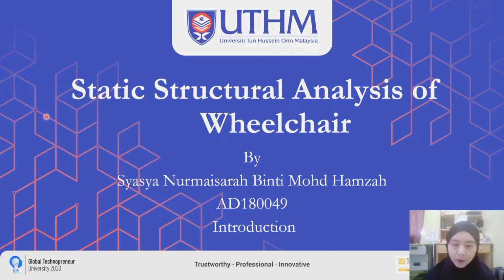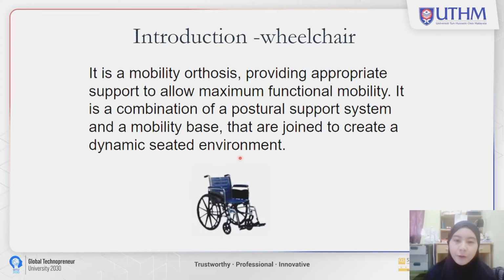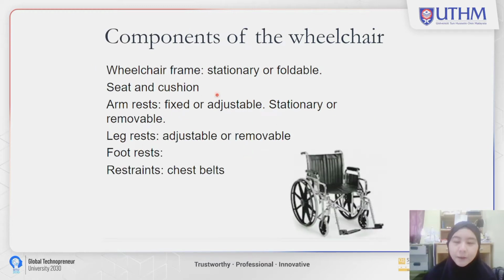So our group is studying the static structural analysis of a wheelchair. Next, the introduction of our wheelchair: a wheelchair is a mobility orthosis providing appropriate support to allow maximum functional mobility. It is a combination of a postural support system and a mobility base that are joined to create a dynamic seated environment. So next, the components of the wheelchair consist of the wheelchair frame, stationary or foldable, seat and cushion, armrest, fixed or adjustable, stationary or removable, leg rest, adjustable or removable, footrest and restraints.